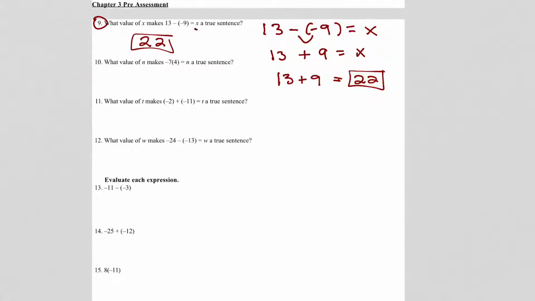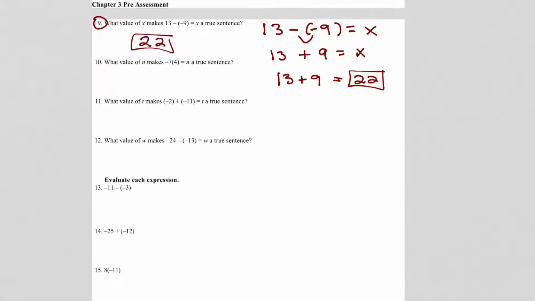Okay, it says, what is x in order to make this a true statement? It's just pretty much saying solve. And what we did was solve, and 22 is our answer. 13 minus negative 9 is equal to 22. Okay, if it was equal to anything else, it would not be a true statement. It would be a false statement.